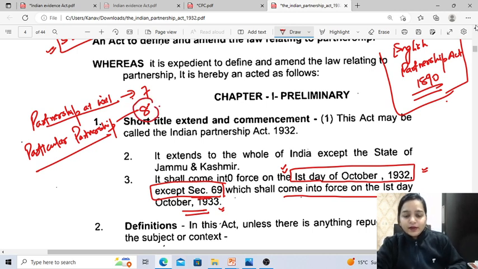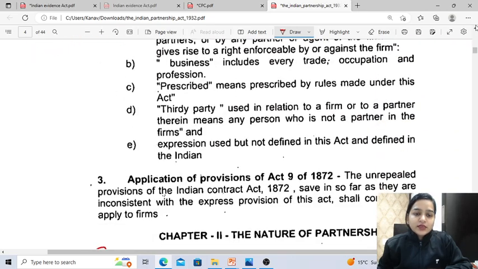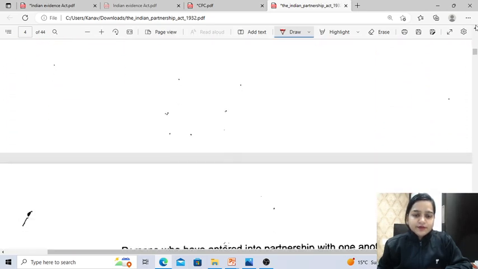Now, how the partnership arises, whether that arises from the status of the parties or from the contract. So the relation of the partnership arises from the contract, not from the status. This is given in Section 5.